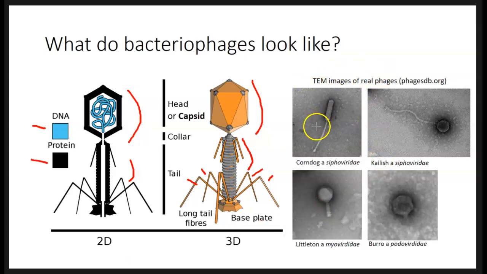So this is Corndog, which has a longer capsid up at the top and a long flexible tail. Caliche, which has a more rounded capsid, but also a long flexible tail. Lidotin, which is a Myoviridae, so it's got this capsid up here, and then it's got the contractile shorter tail. And then Burrow, which is a Podoviridae, it's got just this little stubby tail attached to that big capsid.